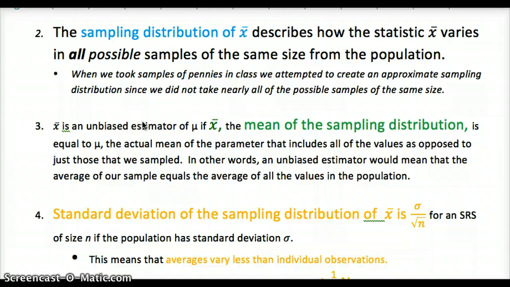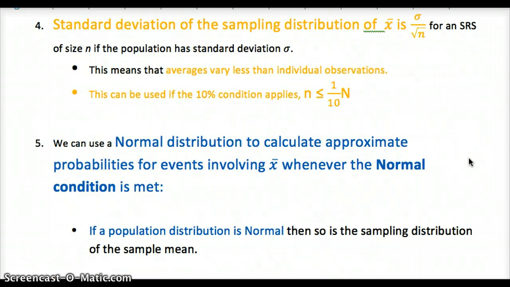So let's look at formulas that we can use with X bar, very similar to with P hat with our proportions. The standard deviation of X bar is given by the standard deviation of the population over the square root of n. So again, as sample size increases, the standard deviation of the sample mean goes down. So averages vary less than individual observations too. We can use it if the 10% condition applies, meaning that we've sampled less than 10% of the entire population.